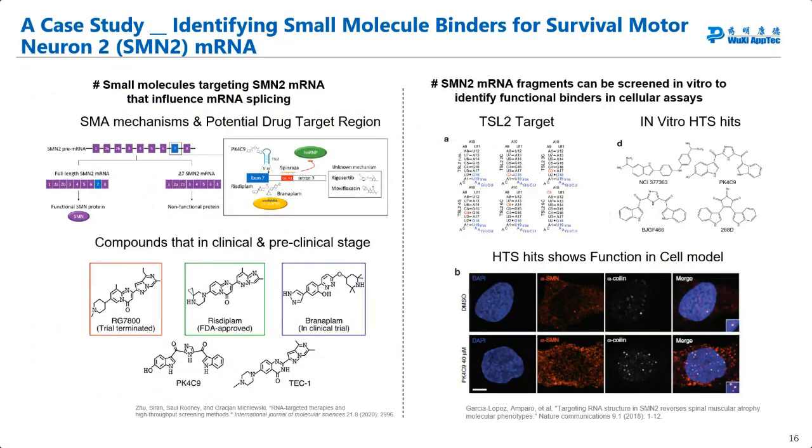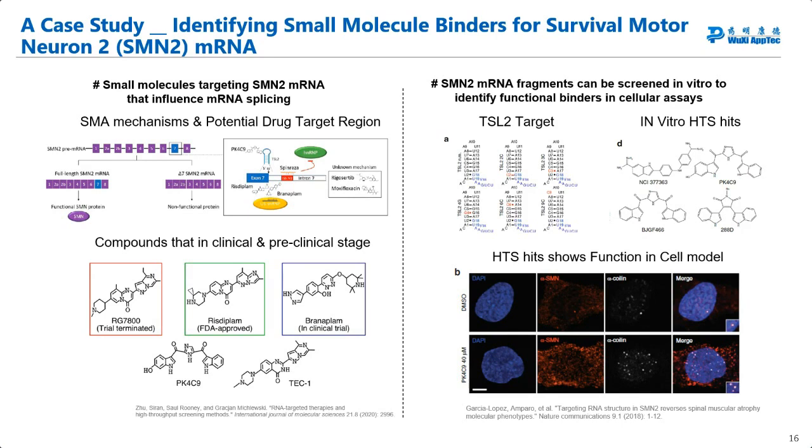I want to demonstrate our capabilities in finding RNA-binding small molecules by using these libraries. Today's focus is DEL, but still other methods like affinity selection mass spectrometry (ASMS) have been employed for compound validation. SMN2 messenger RNA was chosen for this proof of concept.